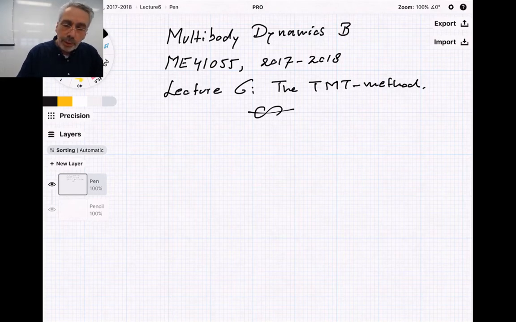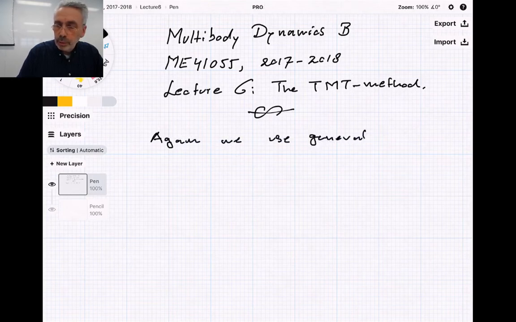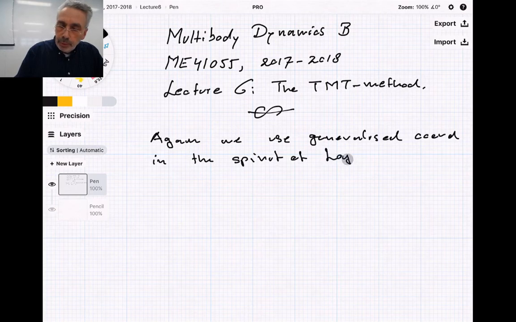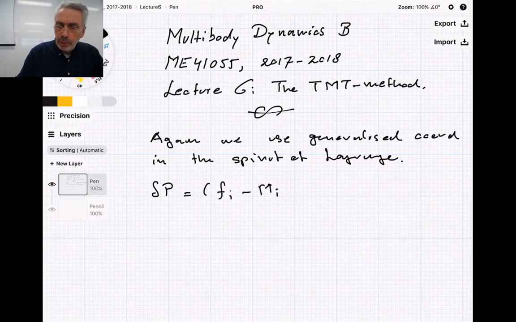So our starting point again, again we use generalized coordinates. So you could say in the spirit of Lagrange. But we're going to do it a little bit different. And how we're going to do it? Well, let's first start again with the virtual power, because that's our powerful instrument in that sense. Virtual power, we have applied forces, we have all these mass terms, and we have the acceleration of the center of mass, and times virtual velocities.